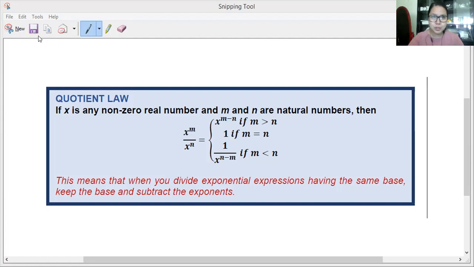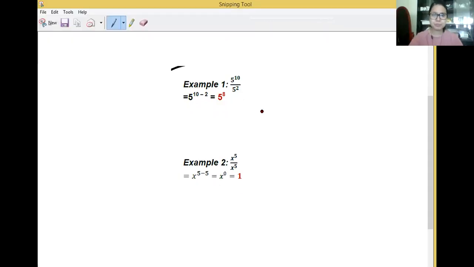For example, we have this one. We have the same base, 5. So what do we do? We subtract the exponents. The larger exponent is in the numerator. So we have 5 to the 10 minus 2. So the answer is 5 to the 8th power.